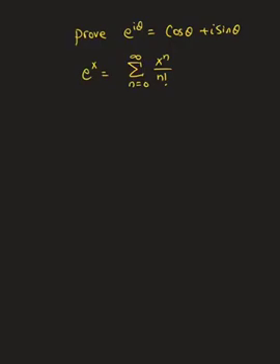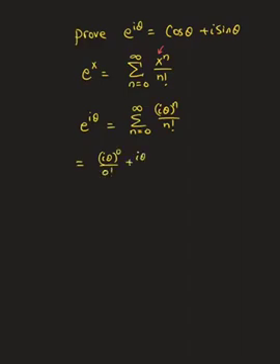So if we go ahead and substitute i theta for x, we'll have e to the i theta is equal to the summation from n equals 0 to infinity of (i theta) to the n over n factorial. If we expand that out, we'll have (i theta) to the 0 over 0 factorial plus (i theta) to the 1 over 1 factorial plus (i theta) squared over 2 factorial plus (i theta) cubed over 3 factorial, and so on.